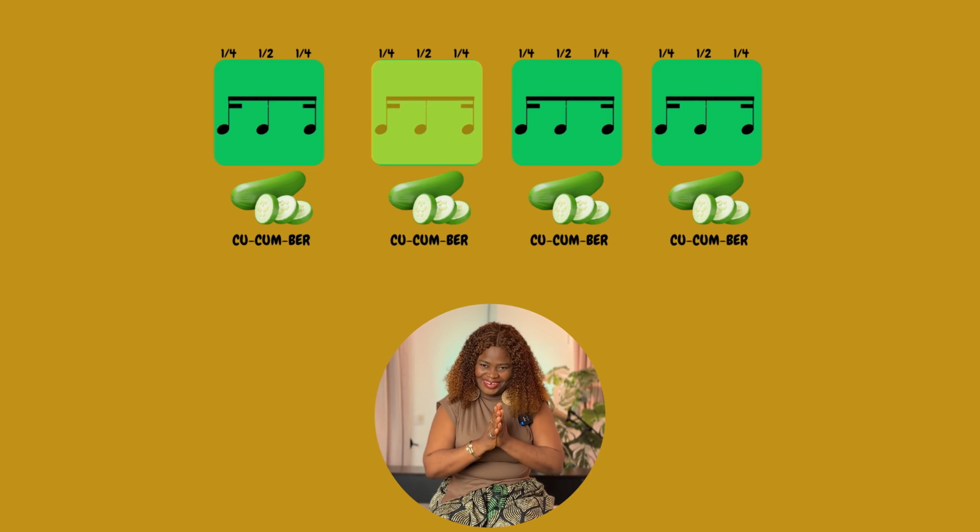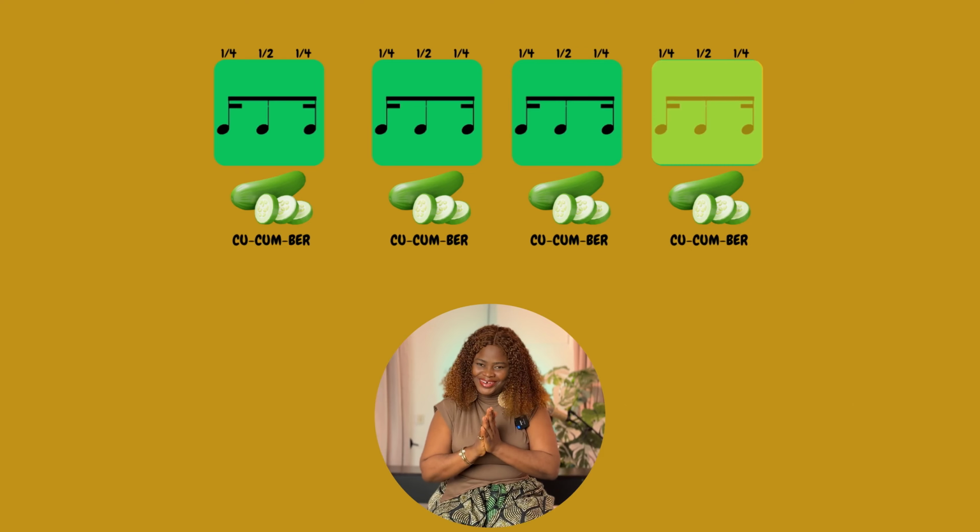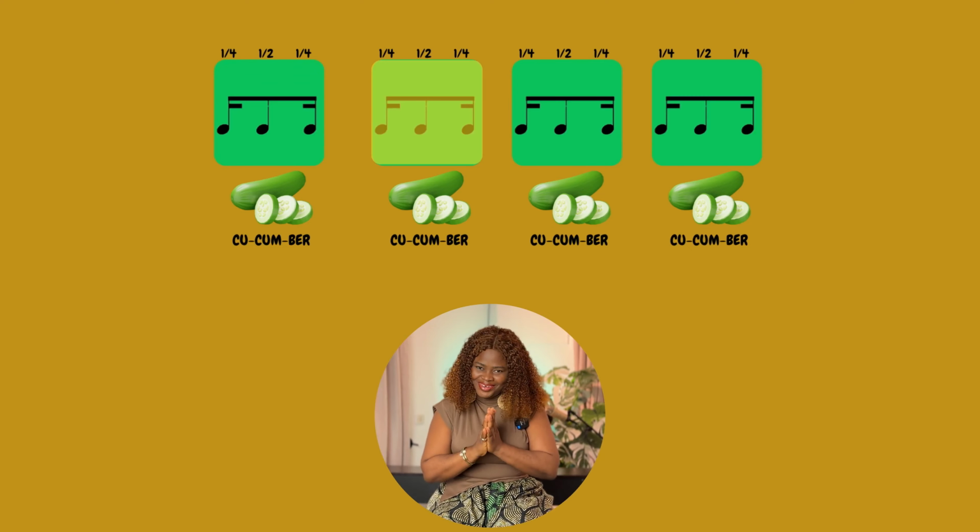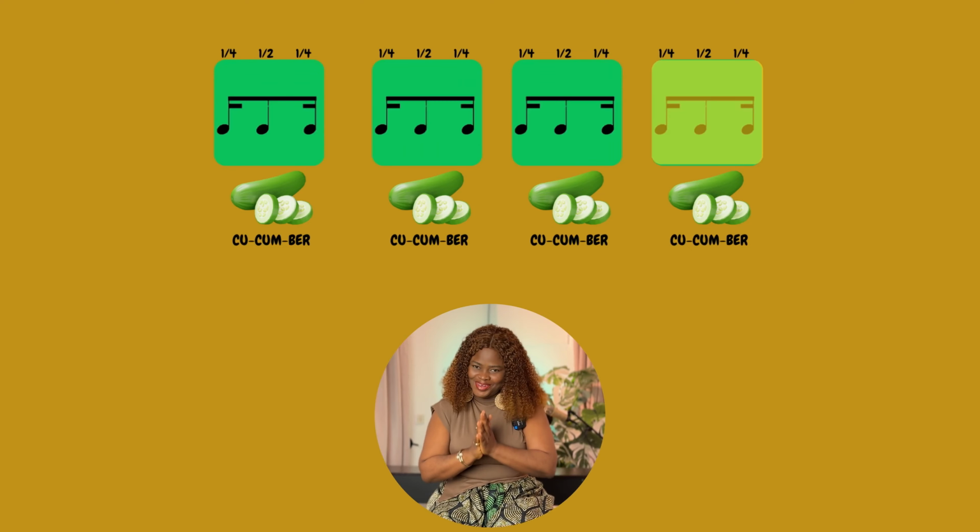And trust me, this particular pattern has confused so many people. But I'm going to break it down in the simplest way ever. I'm going to be using fruits to explain the beats. And the fruit we're going to be using is cucumber. So how does it sound like? Cucumber, cucumber, cucumber, cucumber.